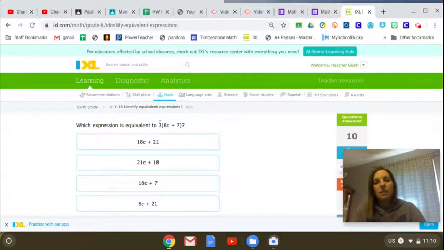Here I have 3 times 6c. 3 times 6 is 18, so I'm down to 2 choices here. And then I also have to remember that 3 times 7 is 21, so that's going to leave me with this option here.